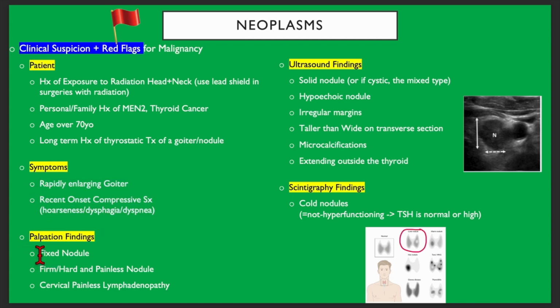Palpation findings, if it's fixed, it's hard, painless, because painful usually means inflammation. Painless is usually the tumor. Cervical lymphadenopathy, so some metastasis is already happening. So all of these things should make us worry about malignancy. As internal doctors, we don't need to do the treatment ourselves. We just need to diagnose it. So this is the first step, the clinical suspicion.